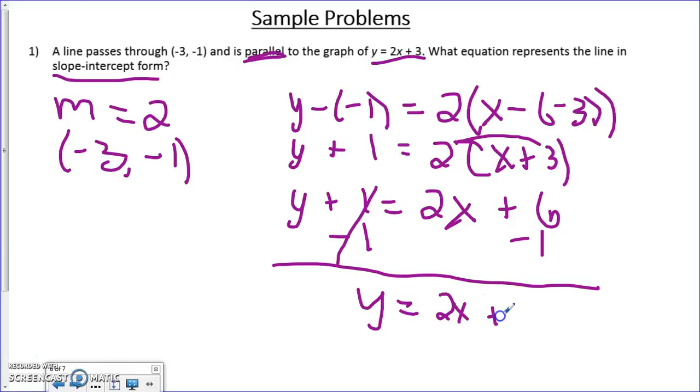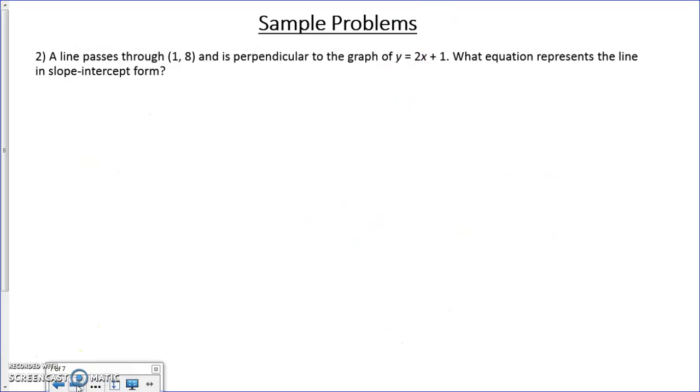And to double check, remember, go back and read the question. It had to be parallel, so the slopes have to be the same, which they are, with different y-intercepts. Now let's do one more. A line passes through (1, 8) and is perpendicular to the graph of y equals 2x plus 1. What equation represents the line in slope-intercept form?